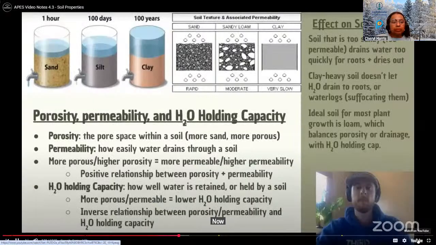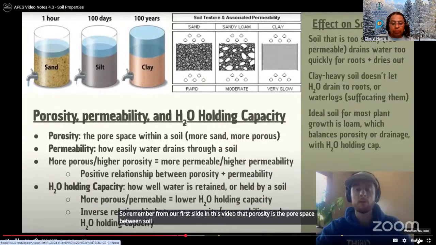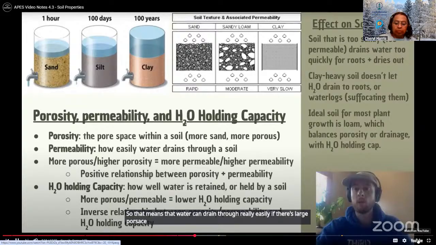Now we'll take a look at how porosity relates to water movement through soil in a little more depth. So remember from our first slide in this video that porosity is the pore space between soil particles. So the more porous a soil is, the more easily water enters it. Well, if a soil is more porous, then it's also more permeable. Permeability just refers to water's ability to drain through a soil. So that means that water can drain through really easily if there's large pore space or high porosity.